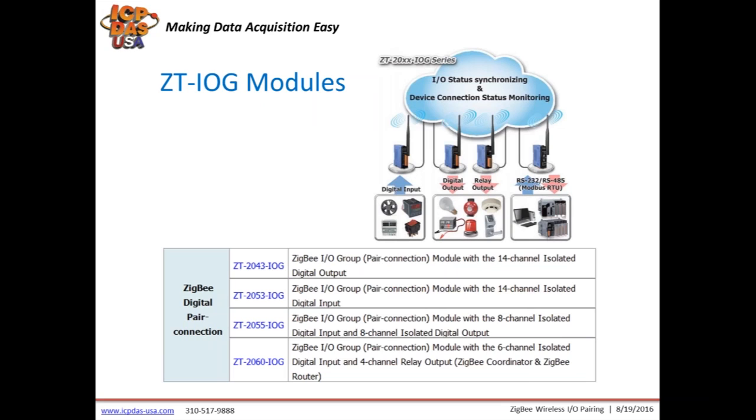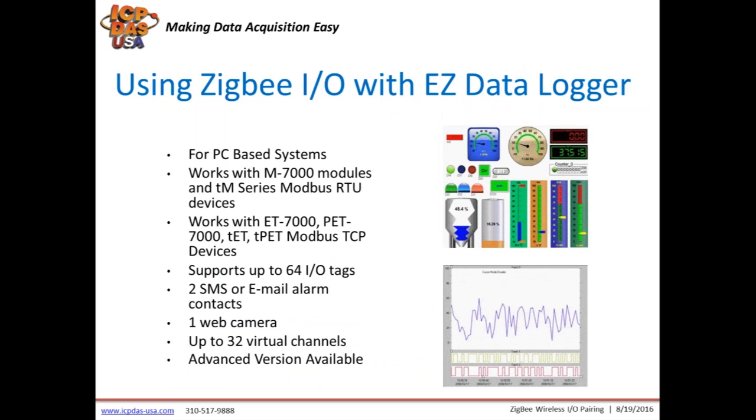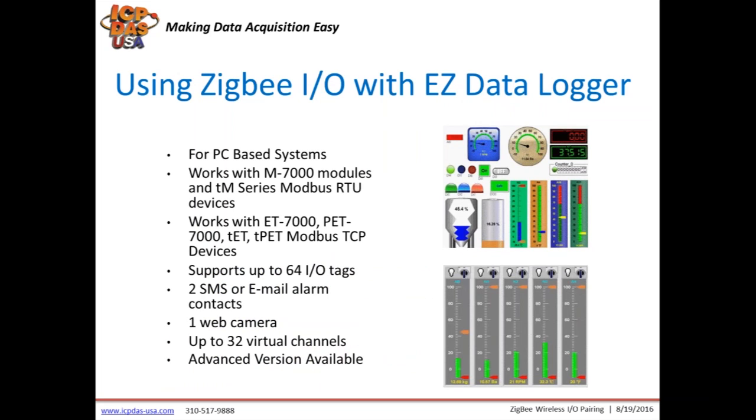Our current offering of Zigbee IOG modules is shown in the table. We have digital inputs and digital output configurations of many sort, and again these also run logic and can be paired with our ZT IO modules as well as other Modbus RTU devices using our ZT2071.